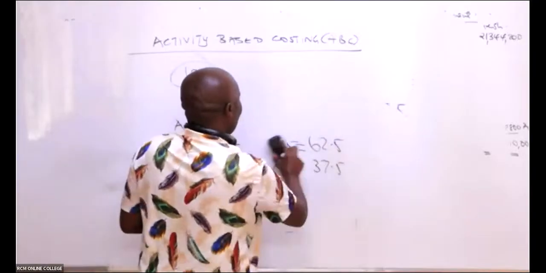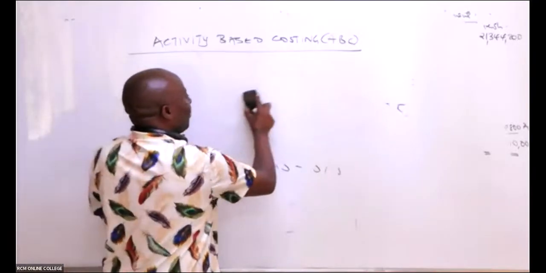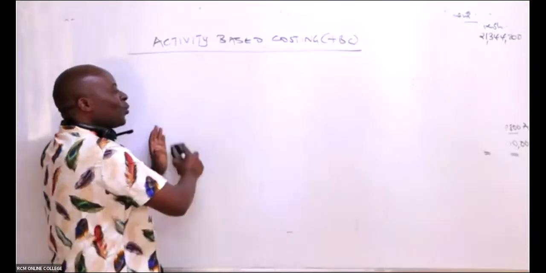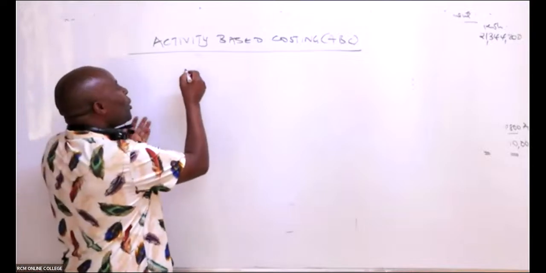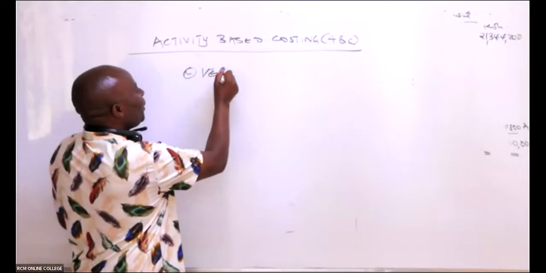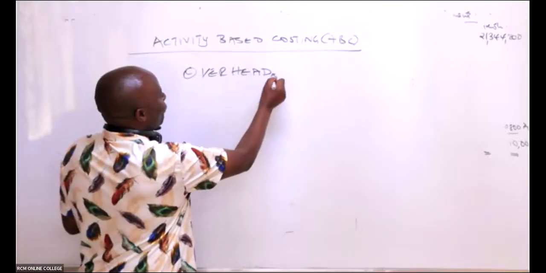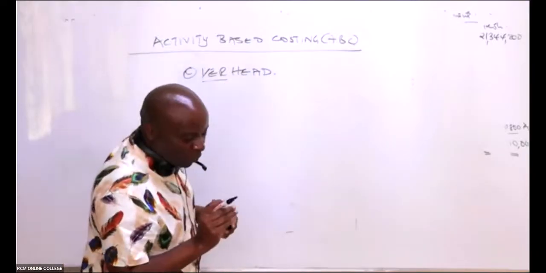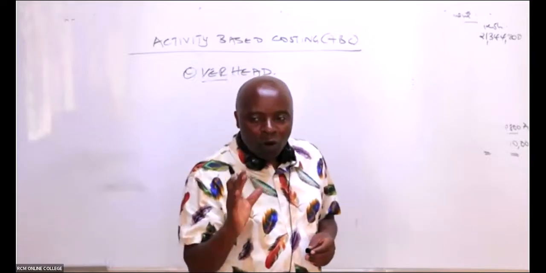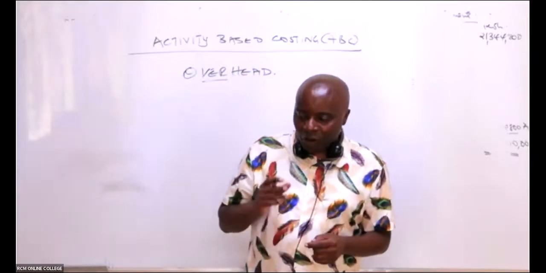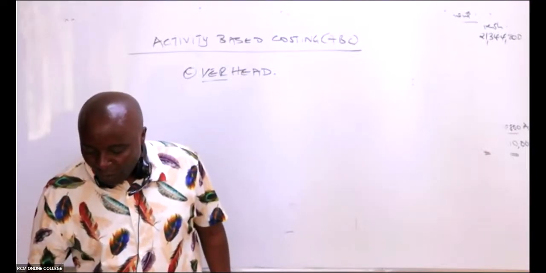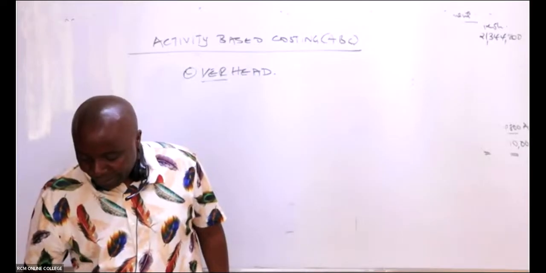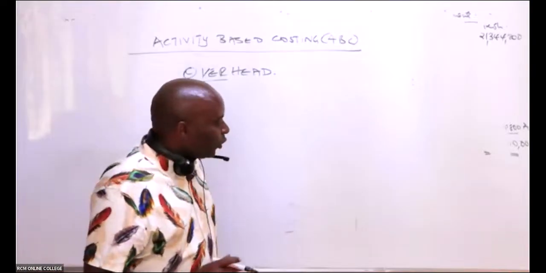Now, when we talk of the activity-based costing approach, ladies and gentlemen, first of all, you need to appreciate what we are doing in terms of apportioning these overheads. First of all, what is an overhead? From the name, overhead. Overheads are basically common expenses. These common expenses, at the end of the day, will need what we call apportionment.